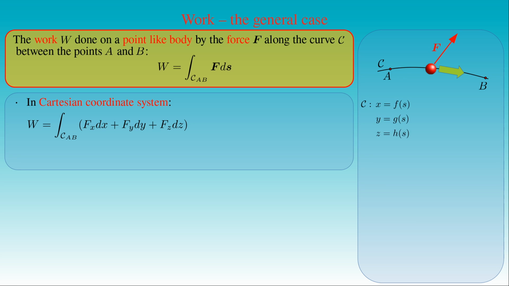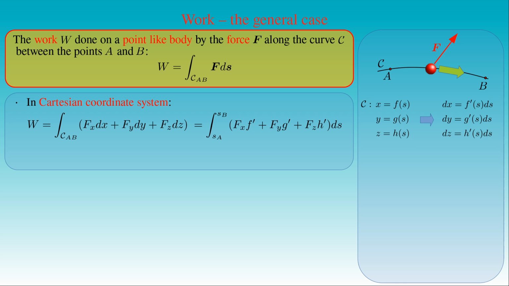Here the x, y and z coordinates of the curve are written as the functions f, g and h of the arc length s. Then the differentials of the Cartesian coordinates are given by the derivatives of the functions f, g and h with respect to the arc length s, times the differential of the arc length s. By substituting these equations into the integral, we can transform it into a parametric integral with respect to the arc length s over an interval between the points a and b.